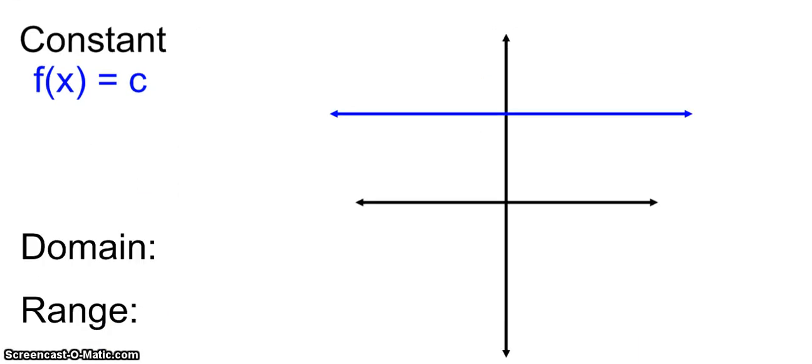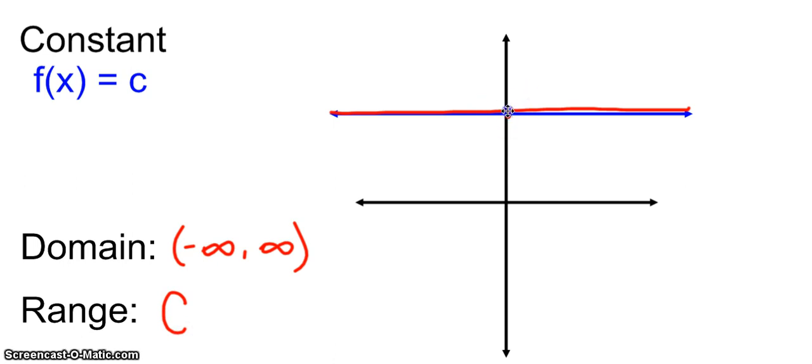First one we're going to talk about is the constant function. Constant function is just that, it's constant. It's neither increasing nor decreasing. Its domain is going to be all real numbers. So you can put in anything you want, but you will always get back the same value. So your range is just whatever your constant value is.